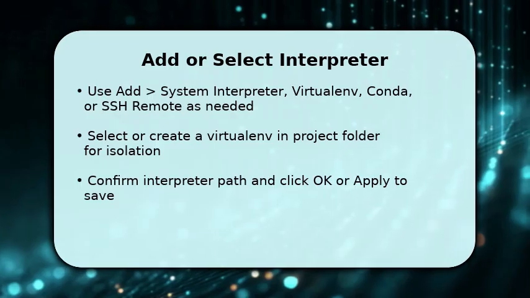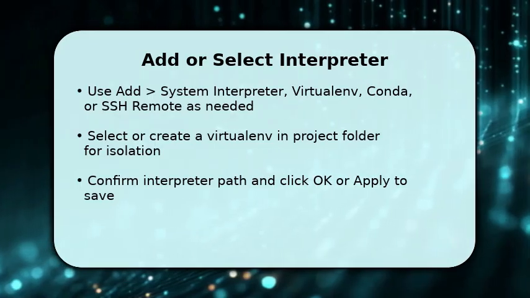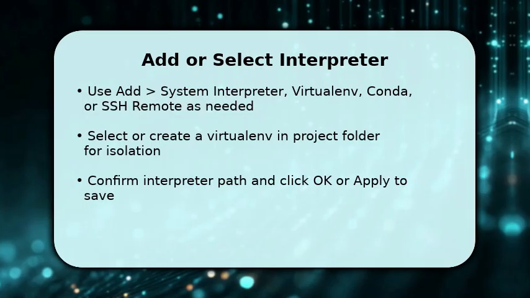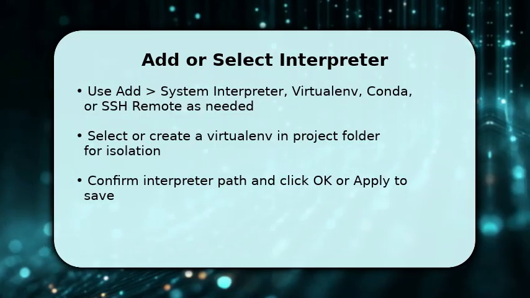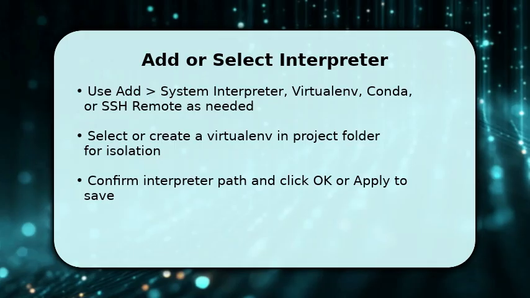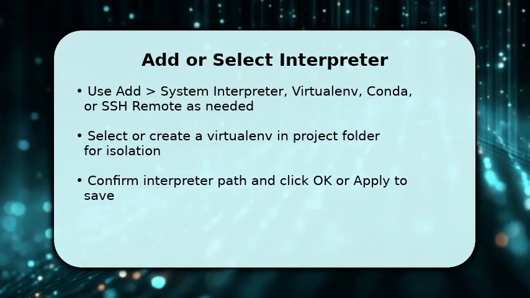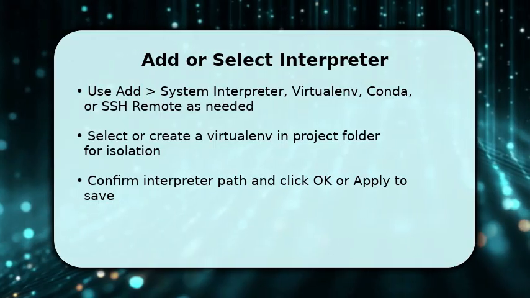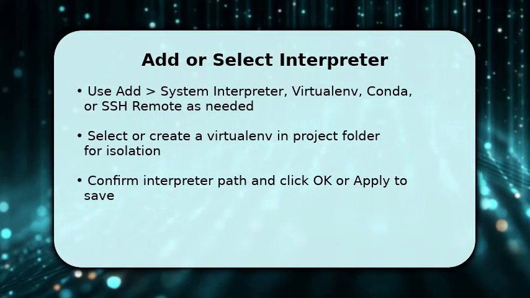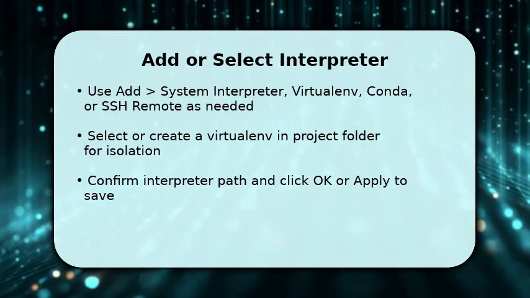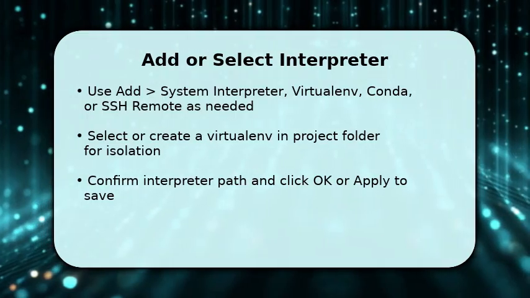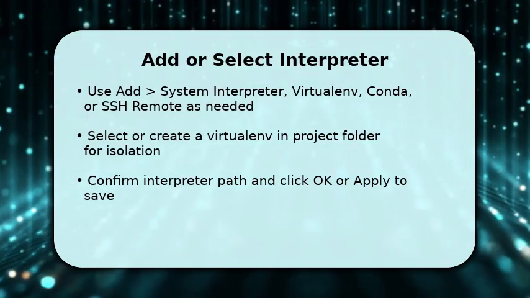If you need isolation, choose New virtualenv and point it inside your project. If you use conda, select conda environment and pick an existing env or create one. For remote work, choose SSH or WSL and provide connection details. After selecting or creating the interpreter, verify the displayed Python version and paths. Then click OK or apply; PyCharm indexes.